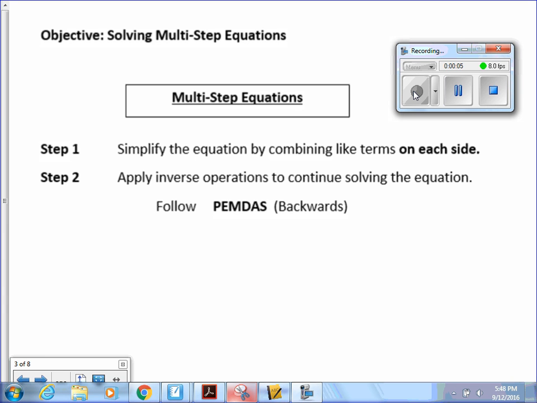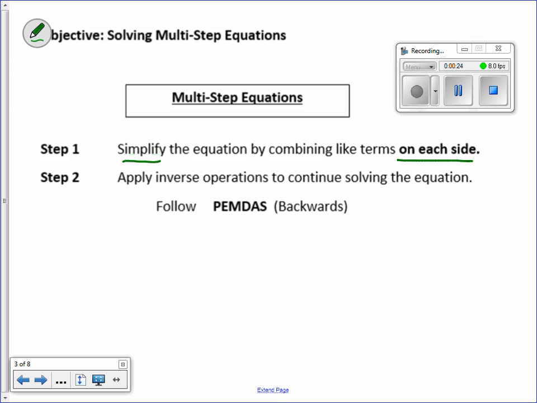All right, so today we're looking at solving multi-step equations. If you recall from our last lesson where we were solving equations, we used the same two steps. Step one being to simplify the equation by combining like terms on each side. And then step two is to apply inverse operations to continue solving the equation. We're going to be using PEMDAS backwards.